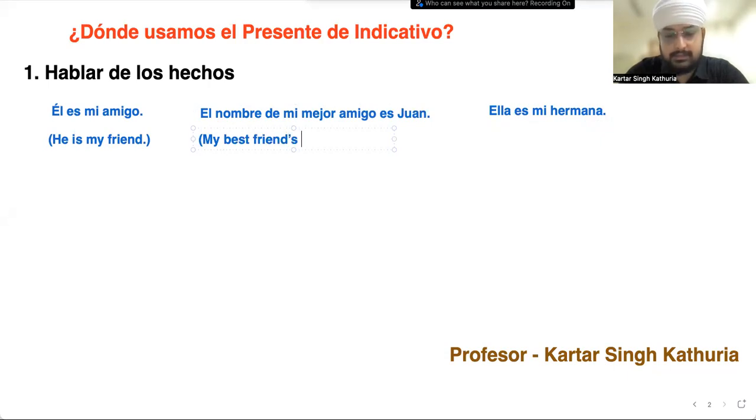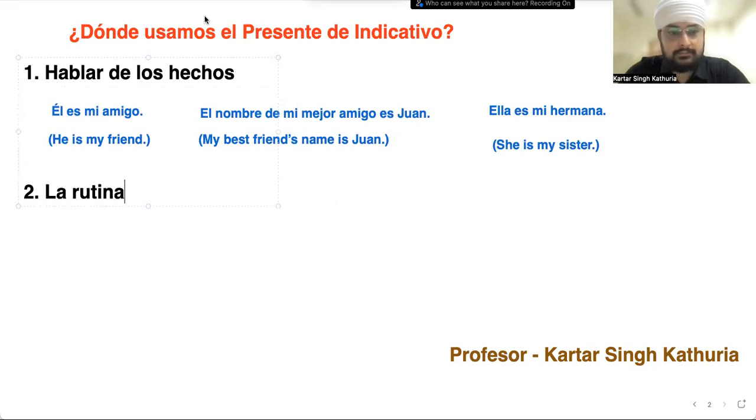We're talking about facts. Another most important use is to talk about the routine, all the actions that we do in our day-to-day life, the routine. There we go. Hablar de la rutina. For example, yo camino en el parque todos los días.